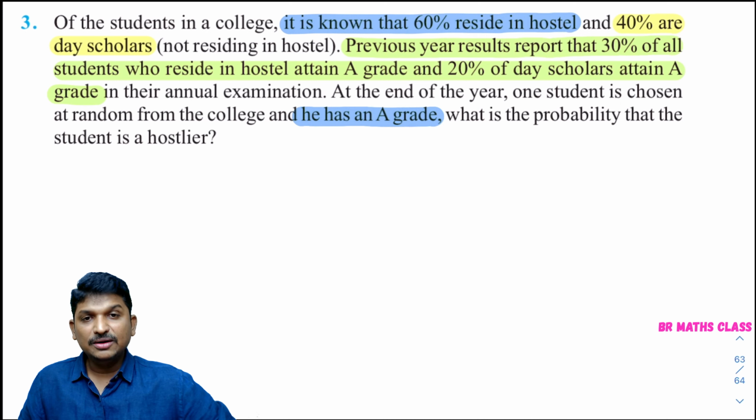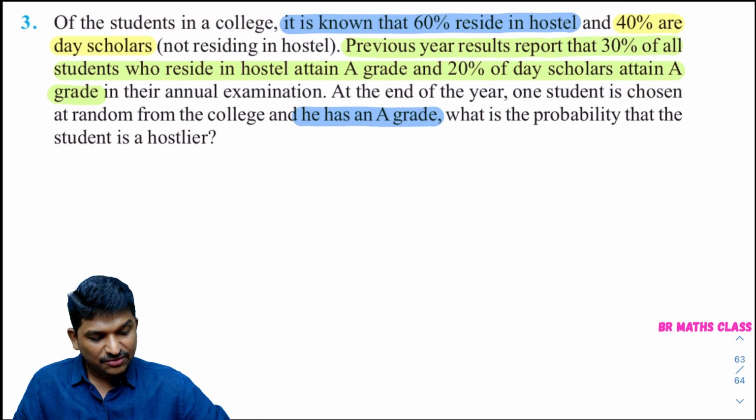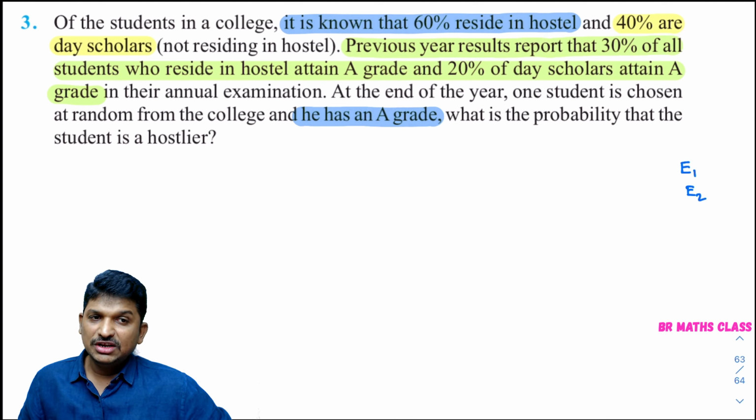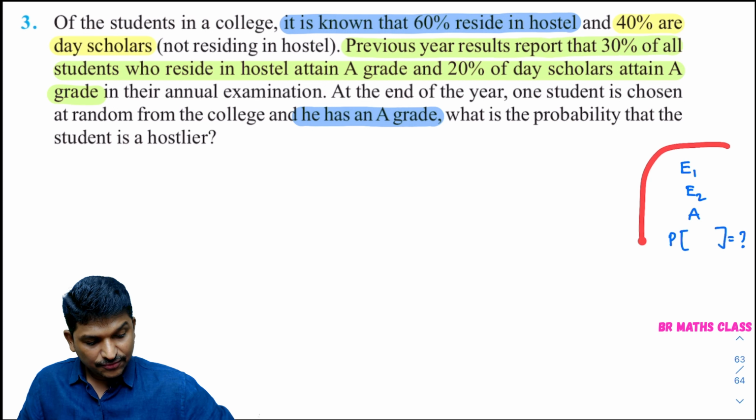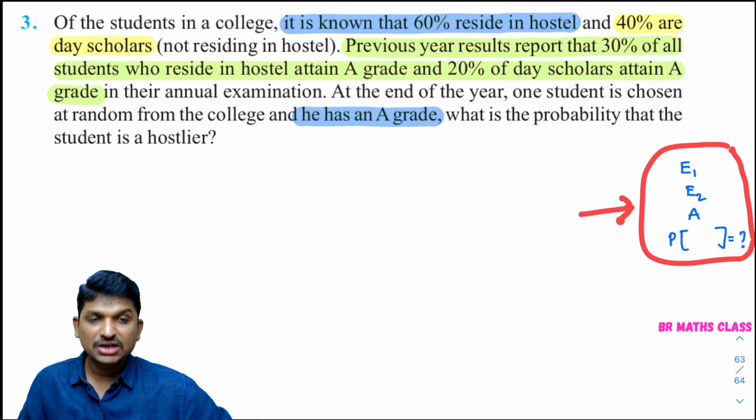Now, in this Bayes theorem, what is very, very important? You need to identify what are E1, E2, E3. In this question, E1, E2 are there. I'll tell you those things also. What is A and what is to be calculated? If you know these four things from the question, doing these problems is very easy.